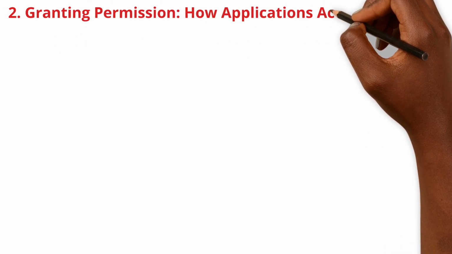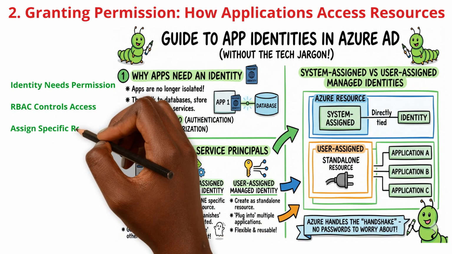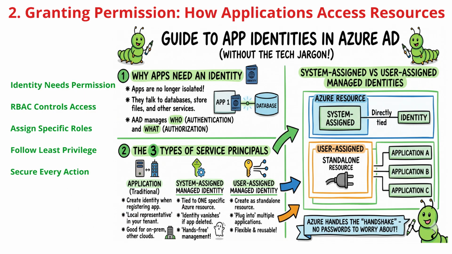In the world of cloud security, having an identity is only the first step. To actually get to work, an application needs specific permissions managed through a system called Role-Based Access Control, or RBAC. Think of it like a house. Instead of giving a guest a master key that opens every door, you give them a specific key that only opens the guest room. In Azure, we do this by enabling a managed identity for our app and then assigning it a precise role, such as a reader, within the settings of the resource it needs to access.